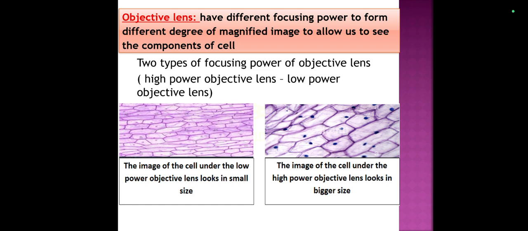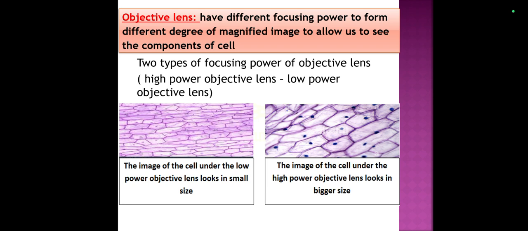What are the objective lenses? Objective lenses have different focusing power to form different degrees of magnified images in order to allow us to see the components of the cell. So we use the objective lenses to see the components of the cell, and the power of the objective lens is not constant. There are different types of focusing power. We have a high power objective lens and a low power objective lens.